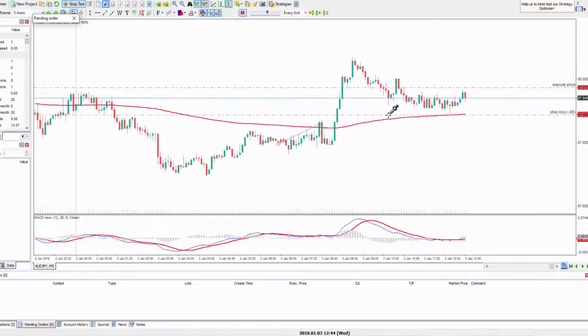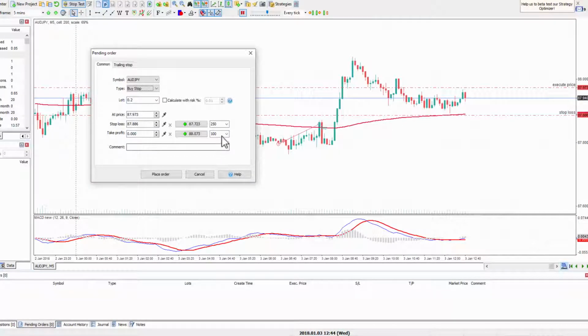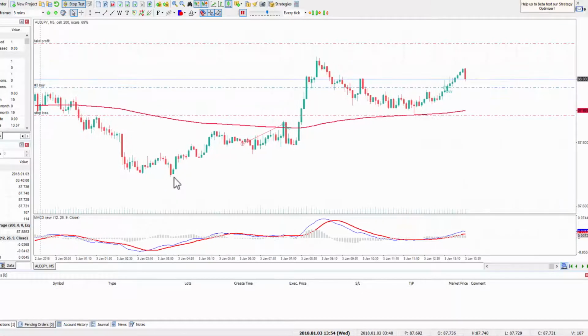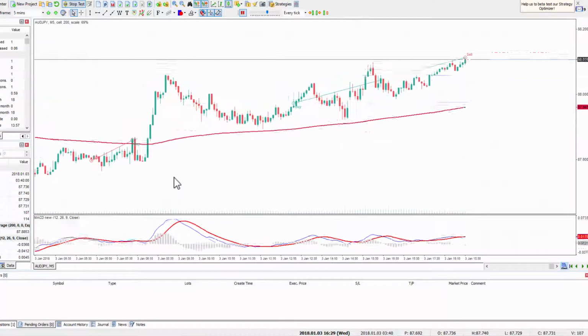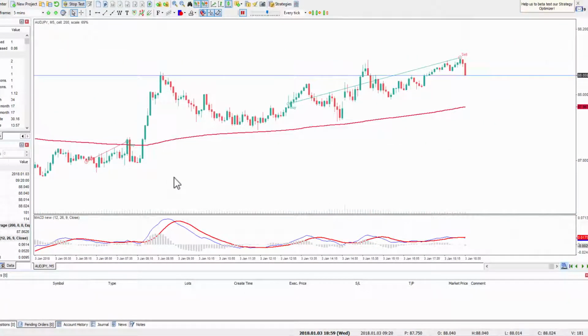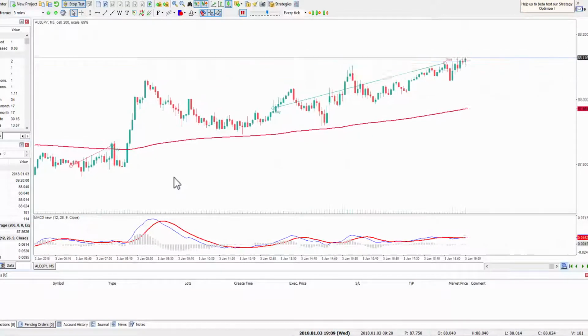Stop loss at the 200 EMA line. So let's say 9 pips. The take profit in this case will be 14 pips. That will be 1.5 R. Okay, that's a profit. Now just continue until I get to 50 trades.